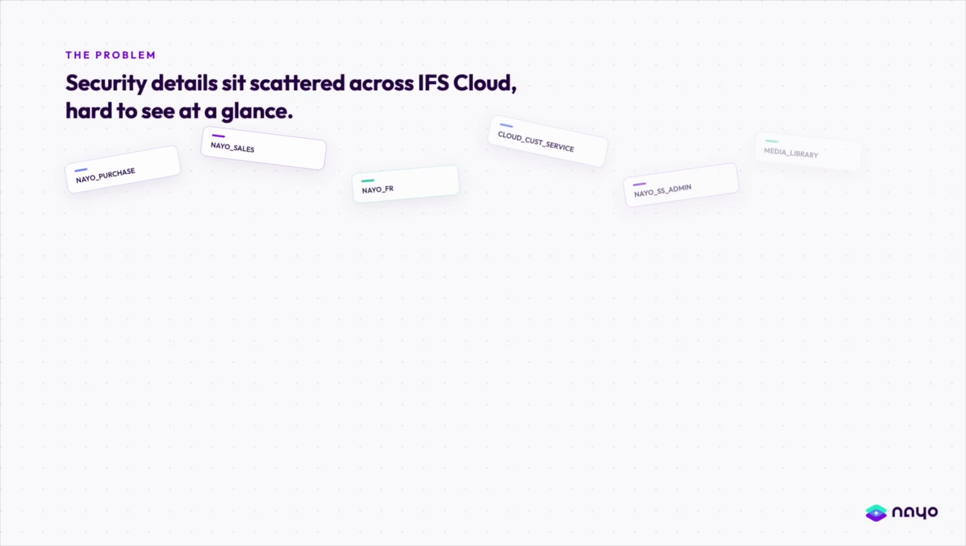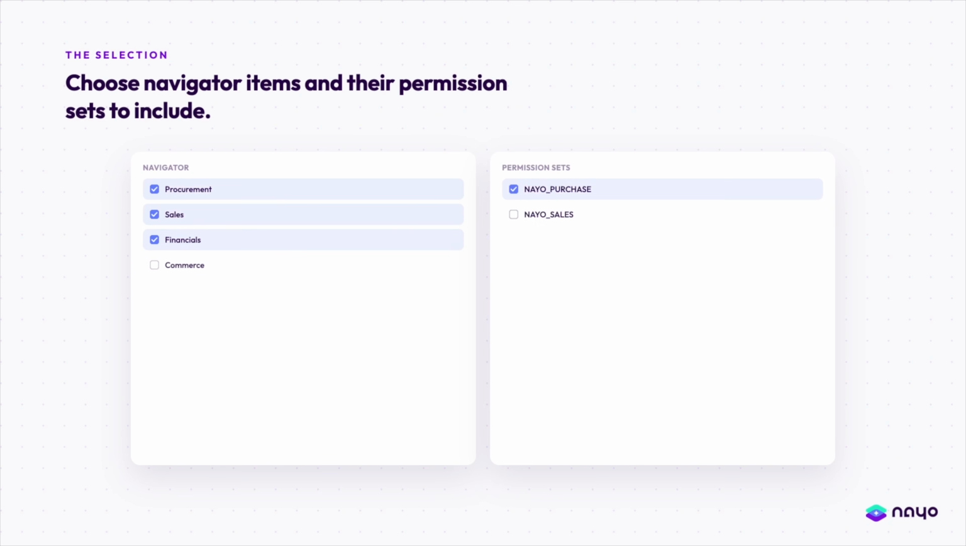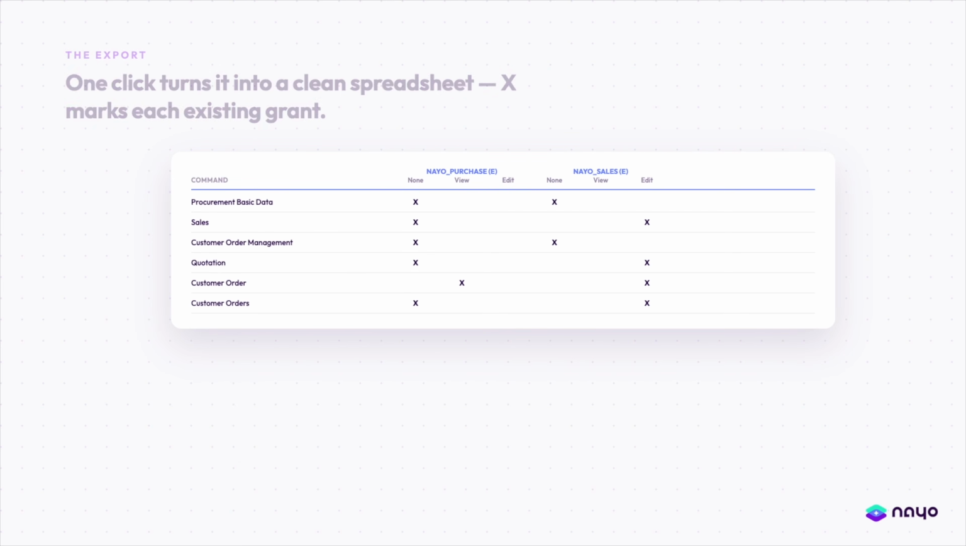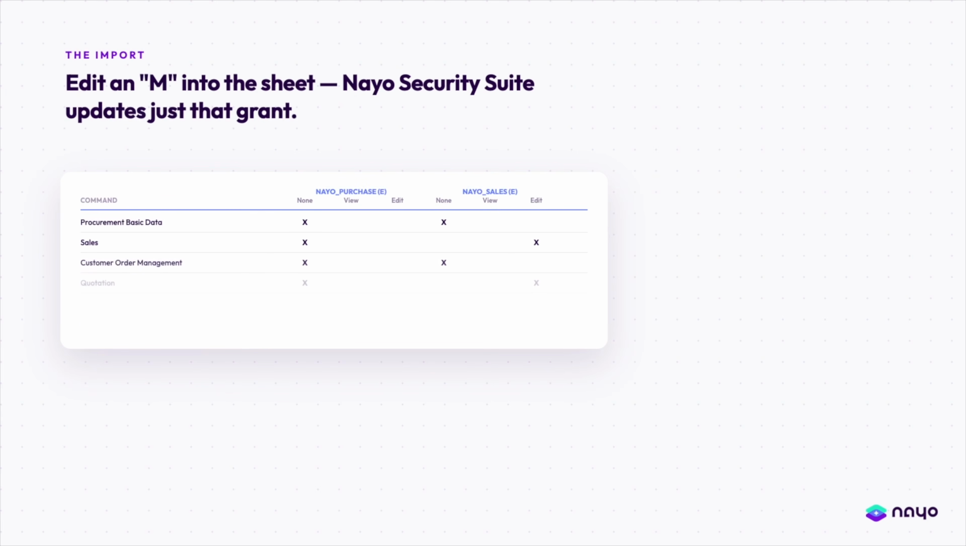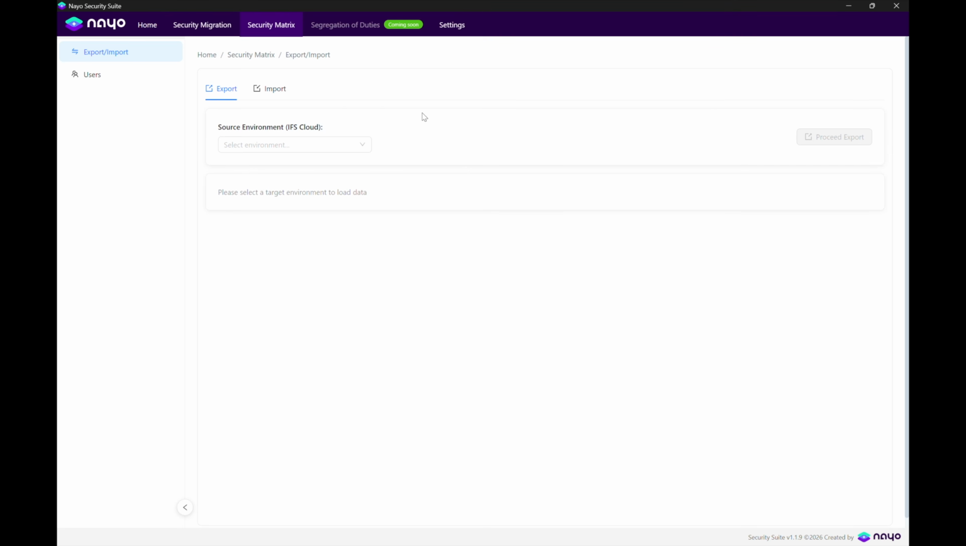IFS Cloud doesn't offer a clear, consolidated view of security details. Nayo Security Suite solves this by exporting selected permission sets, organized by IFS Cloud Navigator items, into a spreadsheet that's much easier to read. Let's walk through an export.